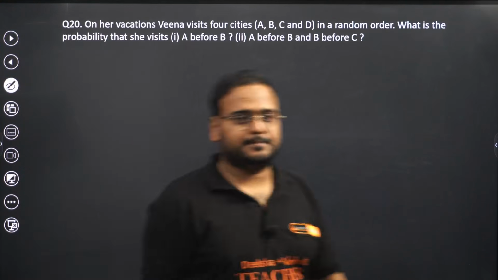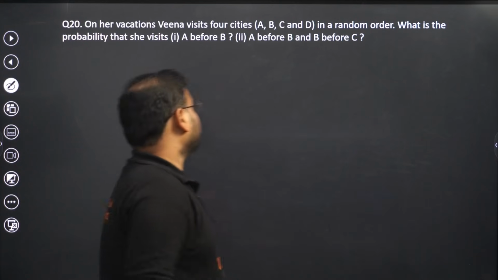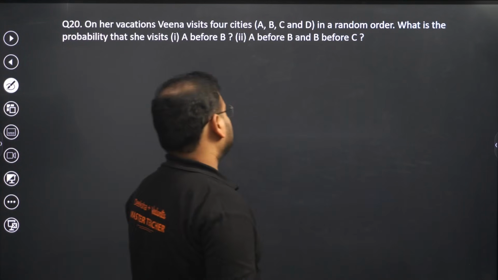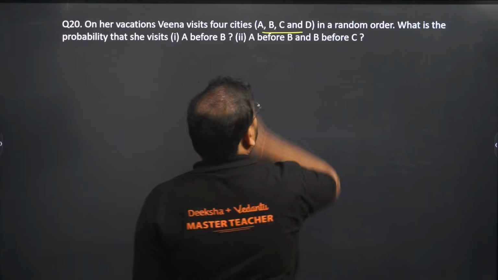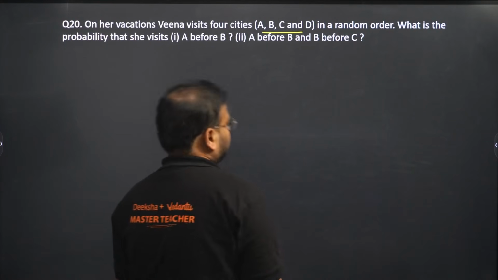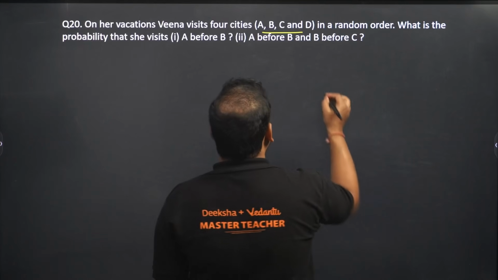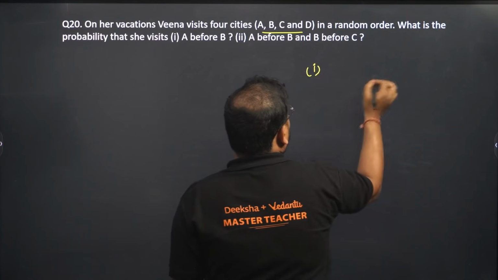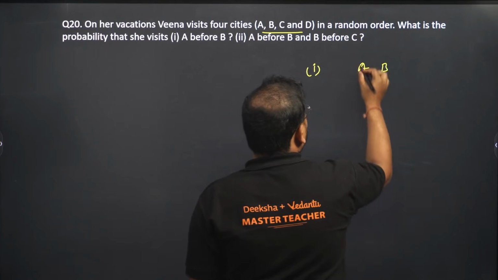Question number 20. On the vacations, Veena visits 4 cities A, B, C, D. In random order, what is the probability that she visits A before B? Okay, half the chances. There are only 2 cities in consideration over here.